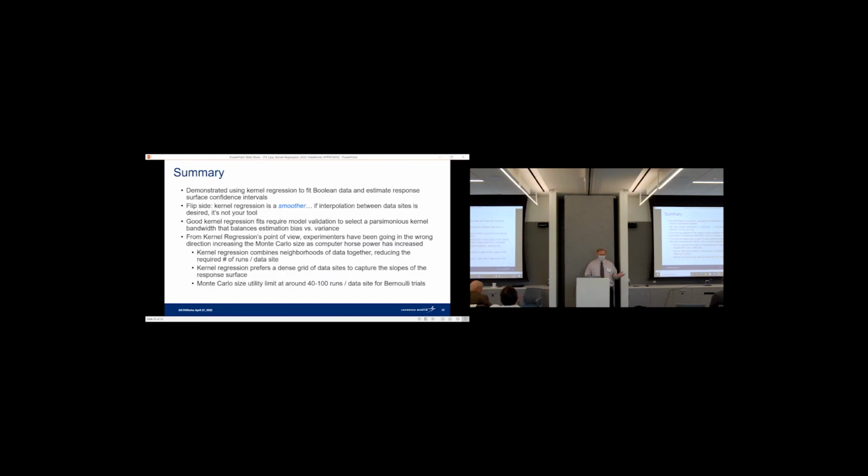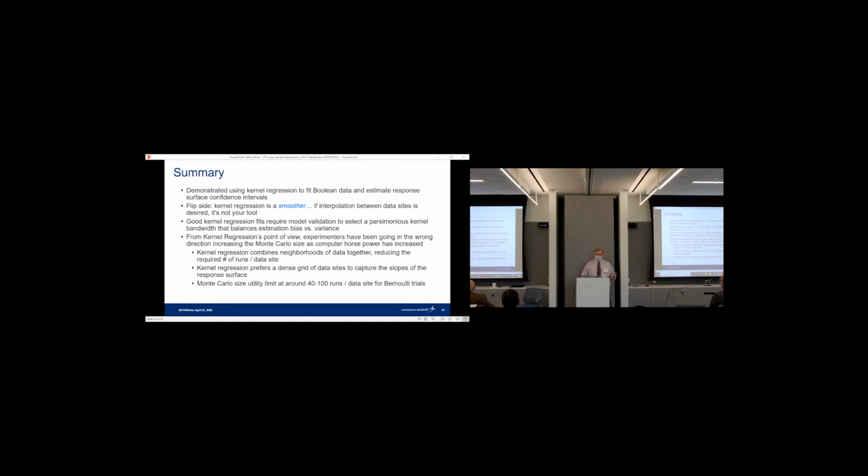So in summary, I demonstrated this tool that I found, and we're actively using it, and it's working. It is a smoother. So if you're looking for interpolation between data sites, this is not your tool. This is a smoother. It's going to smooth the data. And you have to pick the bandwidth. If you don't do a good job of that, then all the benefits you think you're getting, you're not going to get.